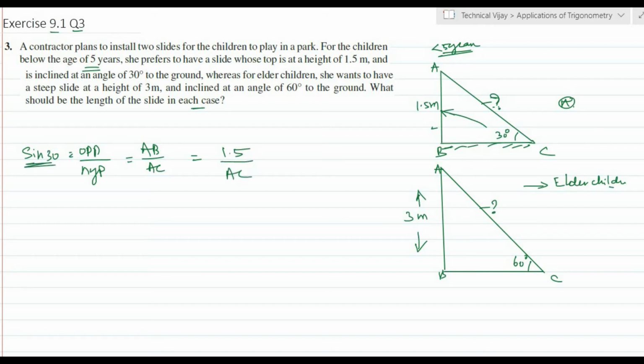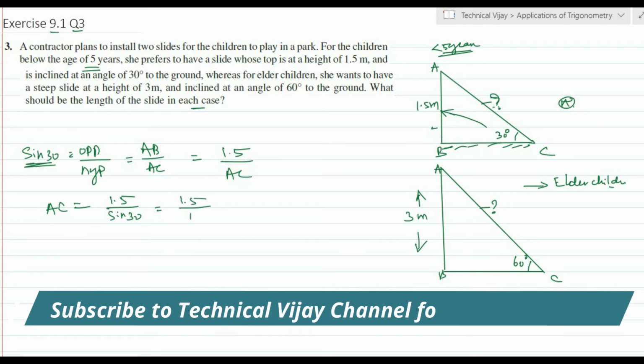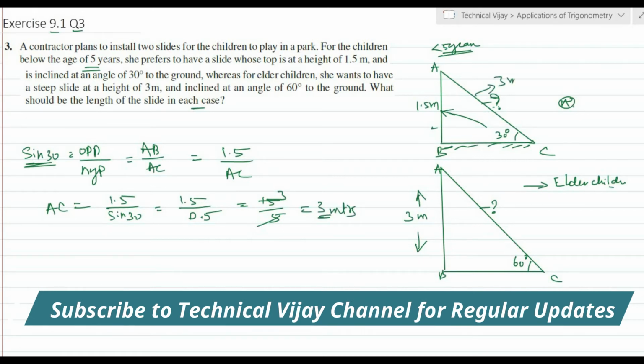So sin 30 is 1 by 2. Hence AC is equal to 1.5 divided by sin 30. So this is equal to 1.5 divided by 1 by 2, and 1 by 2 means 0.5. So this can be written as 15 divided by 5, removing the decimals. So 5 threes are 15. So this is equal to 3 meters.